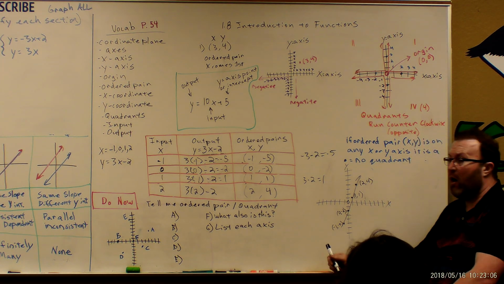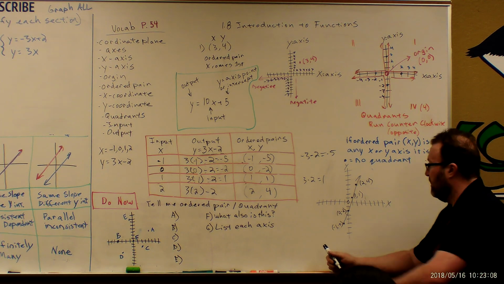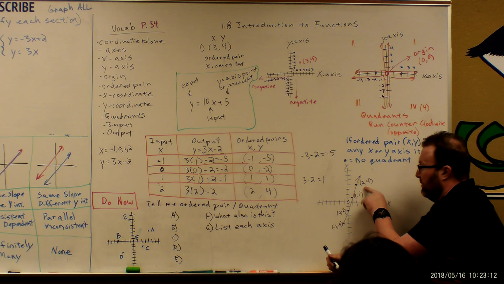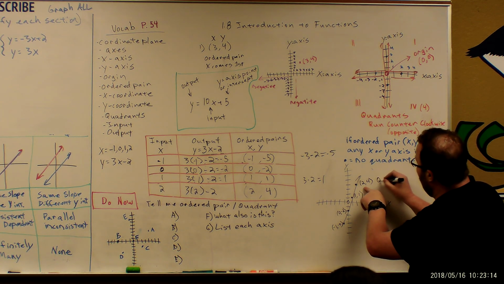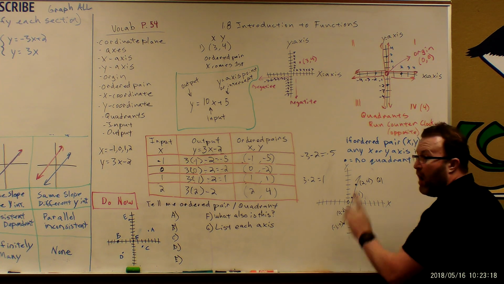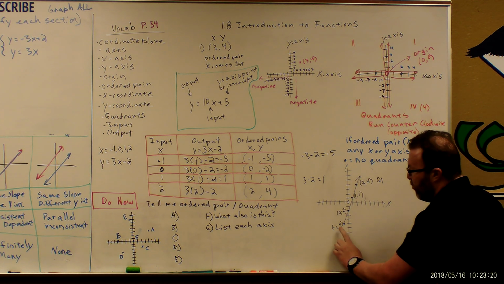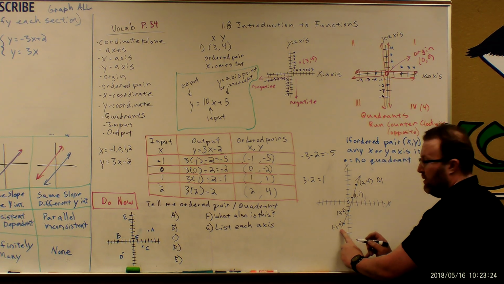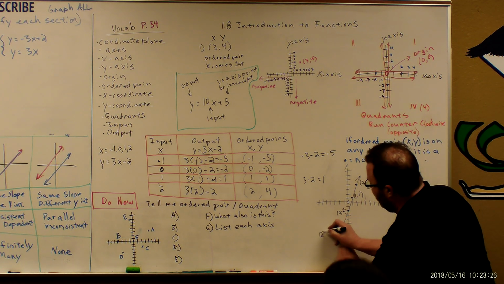Okay. Now, I have a quick question here. This first ordered pair, what quadrant is this? First one. Yes. So we're going to write Q1. What about these two? Well, hang on. This one first. What quadrant is this? 3? So this is Q3.